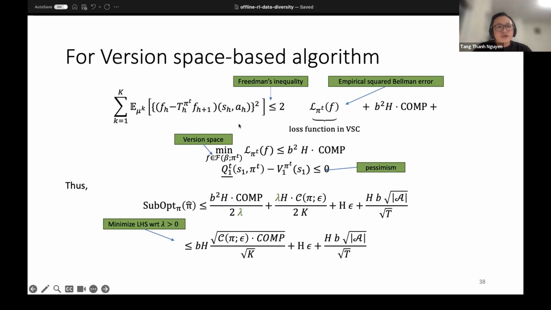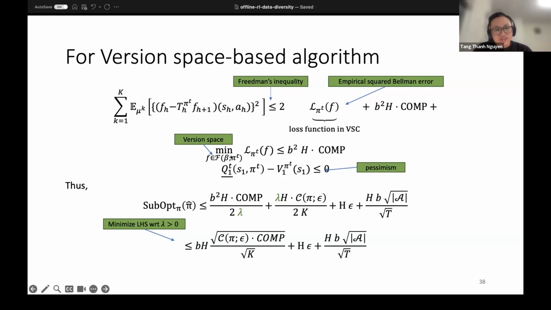Let's get started with how we bound the version space algorithm, at a very high level. Now we want to bound the squared Bellman error under the offline data distribution mu on the left hand side. We can use Freedman's inequality to upper bound it by the empirical version, going from the statistical version to the empirical version. This is the empirical squared Bellman error. In the version space, we minimize this empirical squared Bellman error over all the functions consistent with the offline data, and this minimization can be upper bounded in the standard way.